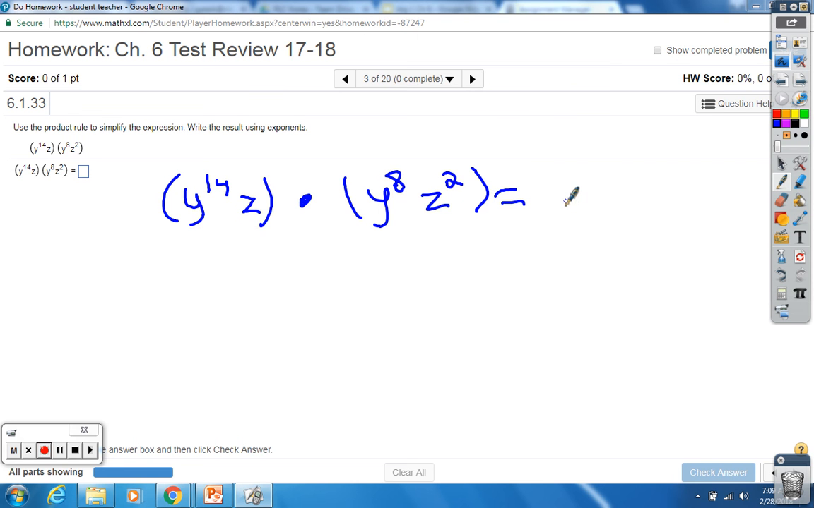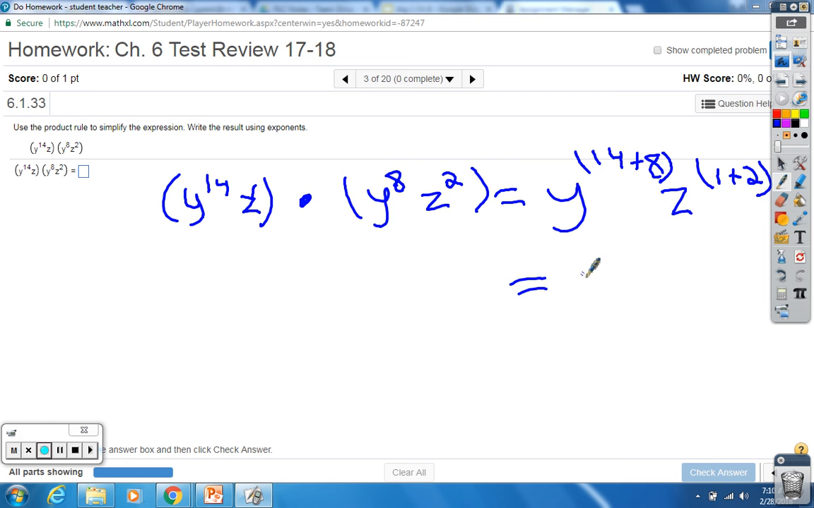So first I just deal with my y's, and so in this one we would be using the same rule as last time, where we're adding up these exponents because we're multiplying with bases with exponents. So for the first one we'll have 14 plus 8, and close up that parentheses, and then we'll also have z, and one thing to keep in mind is that this z right here, if there's no exponent there, it's assumed to be 1. So we'll have 1 plus 2 over that z.